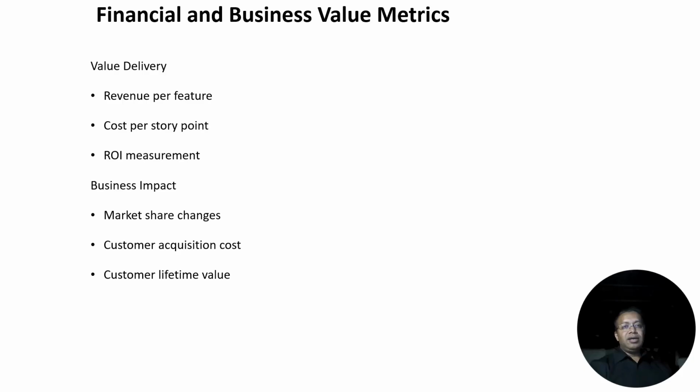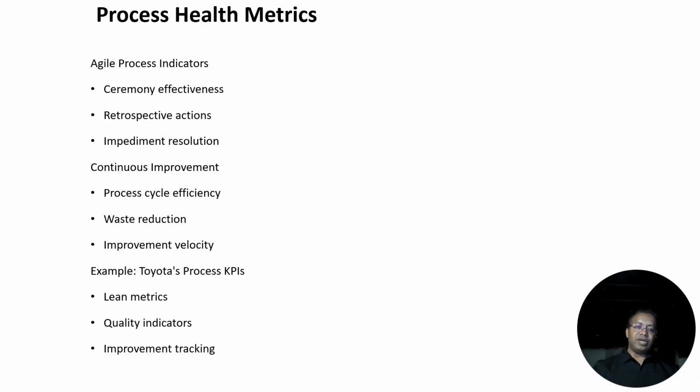Business impact. All the innovation should result in some kind of change, positive change in market share. Customer acquisition costs should be lowered. Customer lifetime value should be more. And obviously, these are very specific business impact measures or metrics that any agile leader is concerned with and wants to ensure that we do a great job while addressing these metrics.